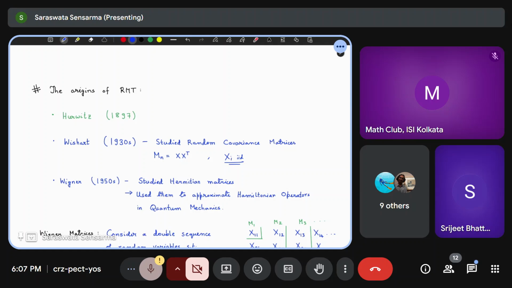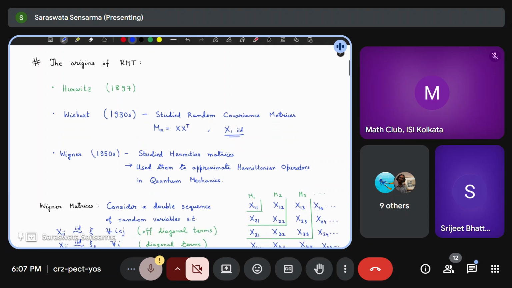Later on, random matrices were extensively studied by Wigner in the 1950s. Wigner was a physicist and he studied random matrices, particularly random Hermitian matrices, because he wanted to approximate Hamiltonian operators. In quantum mechanics, you have this nice Hamiltonian operator, right? This is your Schrodinger equation, H psi equals E psi, where H is the Hamiltonian operator and E are the eigenvalues of the Hamiltonian operator. So the eigenvalues correspond to energy levels of the quantum system that you are thinking about.